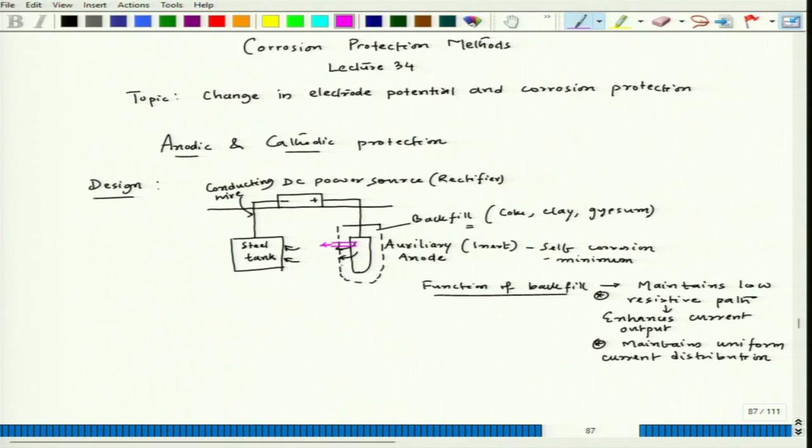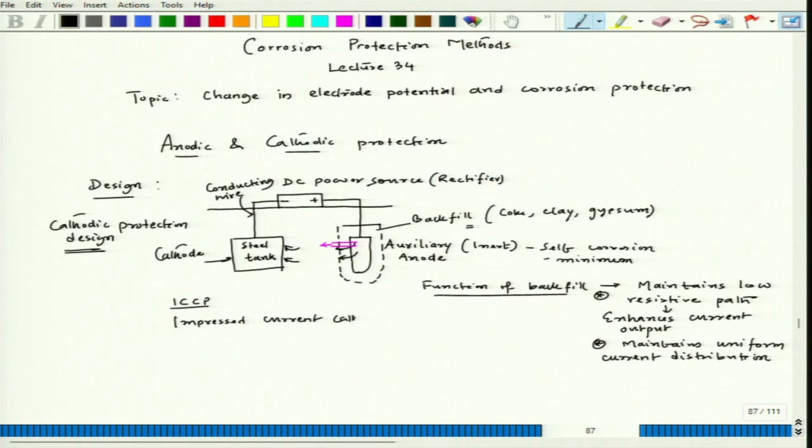Now, this is one of the ways to arrange a protection for a steel tank. And here we are making this steel tank a cathode. And this is a part of cathodic protection. So, we are talking about cathodic protection design. And since we are connecting it to an external DC power source, it is called ICCP, or impressed current cathodic protection.